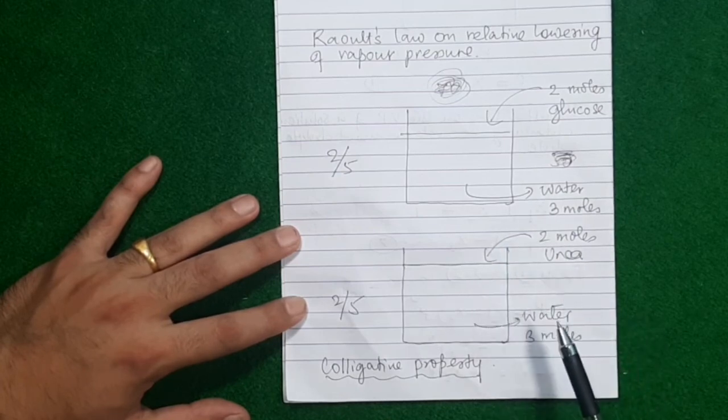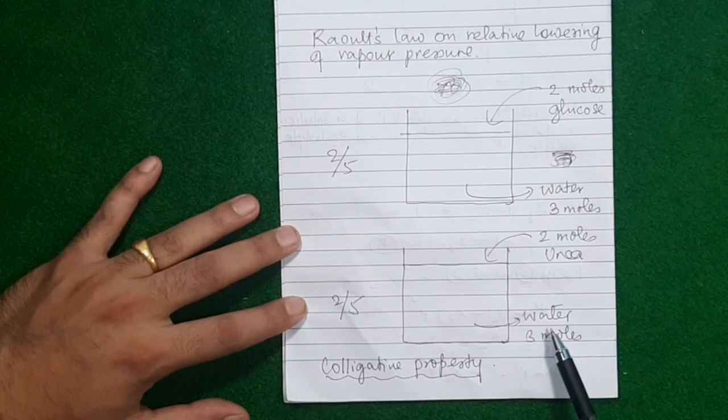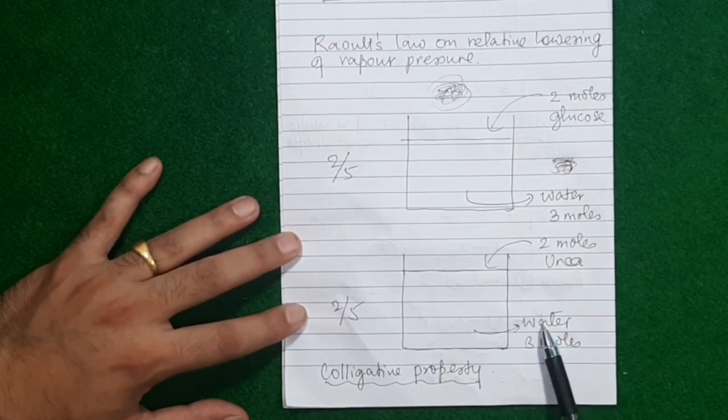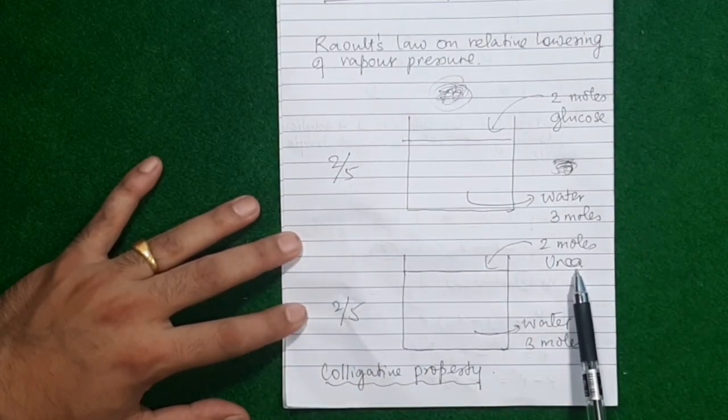Now because of the addition of urea, what happens to the vapor pressure of water? The vapor pressure of water gets lowered. But how much? We don't know the vapor pressure of pure water, neither do we know the vapor pressure of the solution of urea and water. But what will be the relative lowering of vapor pressure of water? That is the lowering of the vapor pressure of water divided by the original vapor pressure of water, which is known as the relative lowering of vapor pressure. What will that be? According to this law, it will be equal to the mole fraction of urea. That's the solute we have.